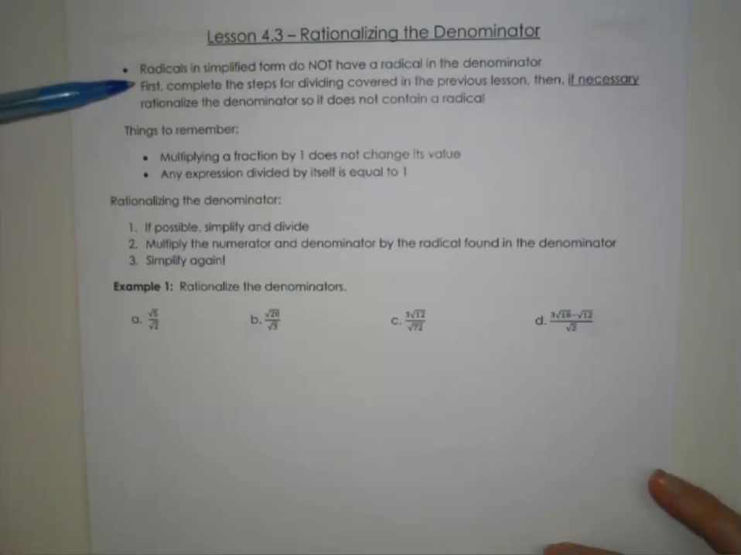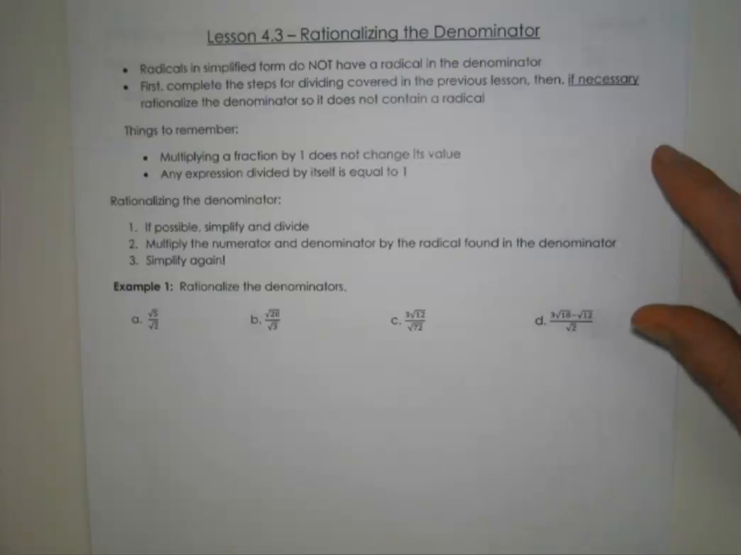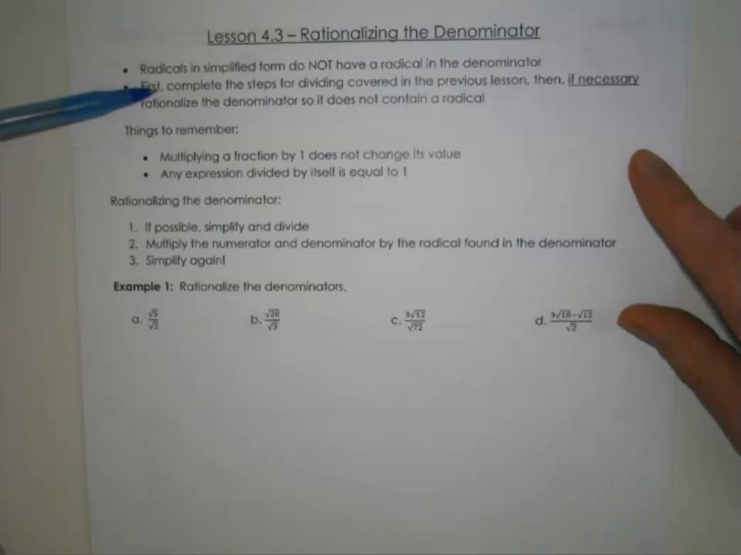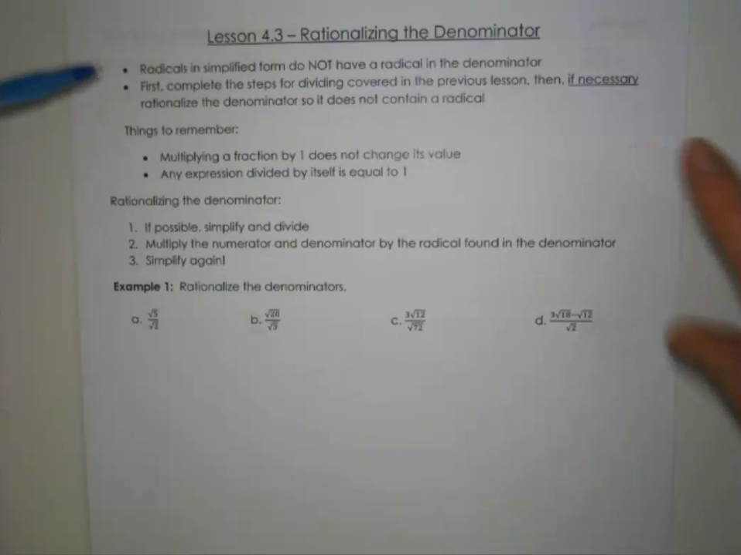So essentially, if you're doing division, you can always go through first of all and try to complete the steps that we did in the previous lesson. If you get to the end of those steps and you find that you have a radical in the denominator, then you want to turn towards this method that we'll look at today, which is rationalizing the denominator.